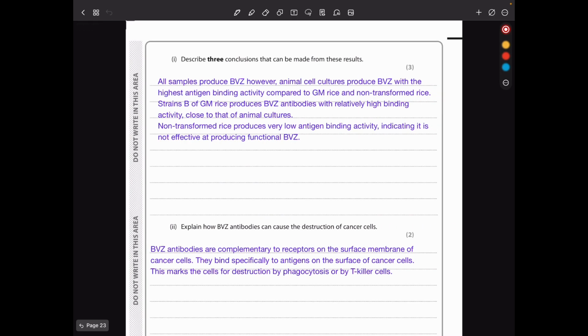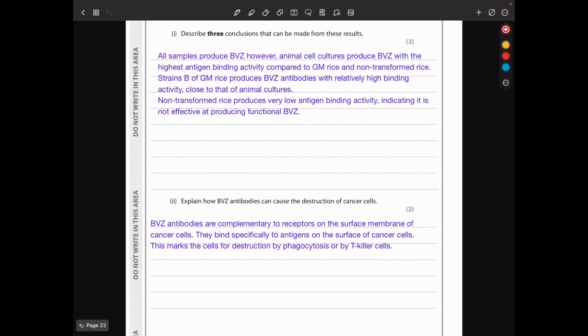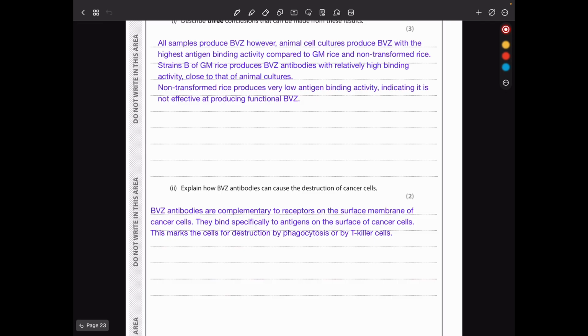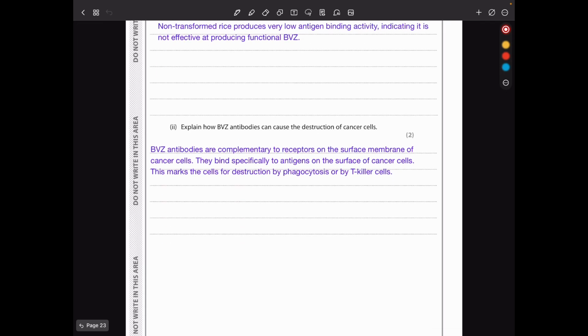They say describe 3 conclusions that can be made from these results. So all samples produced BVZ, however, animal cultures produced BVZ with the highest antigen binding activity compared to GM rice and non-transformed rice. Strain B of GM rice produced BVZ antibody with the highest binding activity close to that of animal cultures. Non-transformed rice produces very low antigen binding activity, indicating it is not effective at producing functional BVZ.